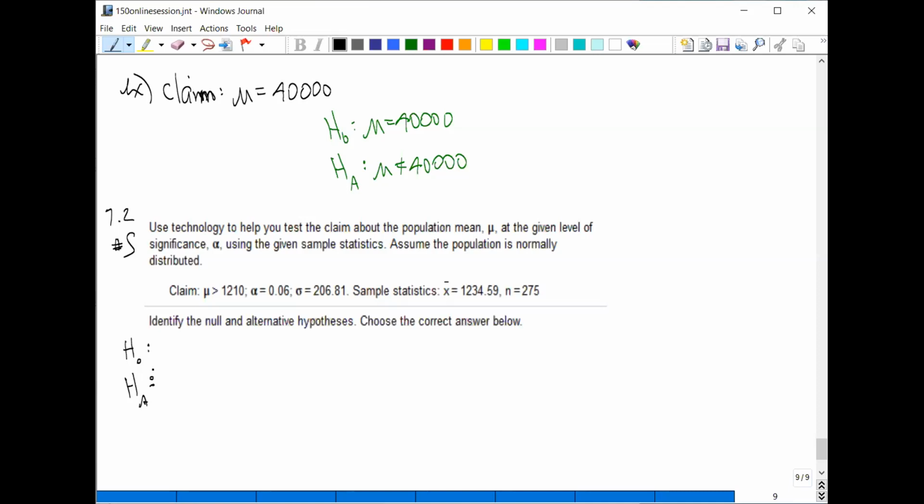Okay, so we're going to test this claim. So the claim is mu is greater than 1210. So first of all, we're writing down the null and alternative hypothesis. So, excuse me, H0 and HA.